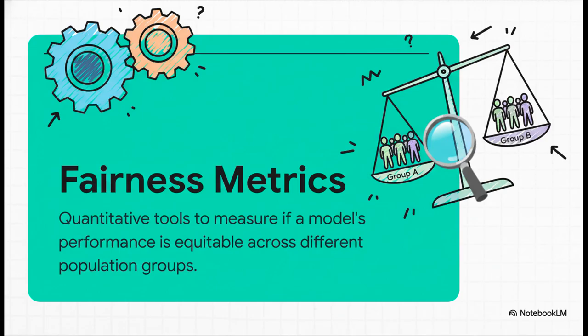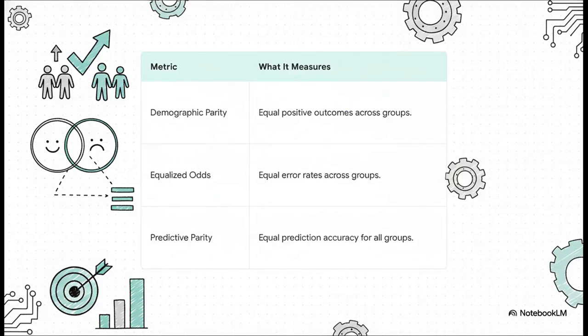They're not measuring how accurate the model is overall, but whether its performance and its decisions are actually equitable when you compare, say, one demographic group to another. Now, there are a few different metrics, because, let's be real, fairness can mean different things. Demographic parity, for example, checks if things like loan approvals are happening at the same rate for everyone.